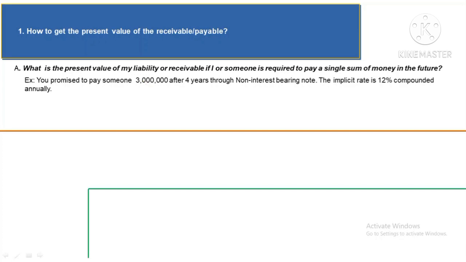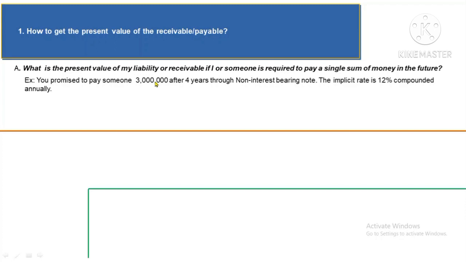So let's analyze. Is your payable 3 million now? Really? Right now? Of course not. It is 3 million after 4 years. Actually, this amount already includes interest for 4 years. So we need to remove the interest for 4 years first in order to get the amount of your payable or debt now. So the process of removing such interest is technically known as the discounting process.